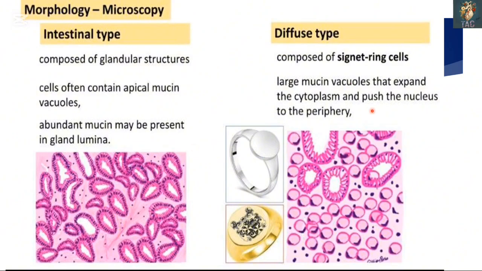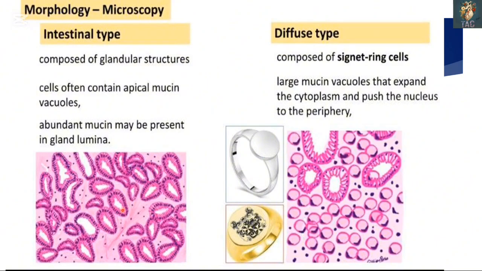Second type of gastric carcinoma is the diffuse one, which is mainly composed of signet ring cells. These are scattered cells having nucleus at periphery with abundant mucin in cytoplasm. You can appreciate abundant mucin, which is of eosinophilic nature, present inside the cells.